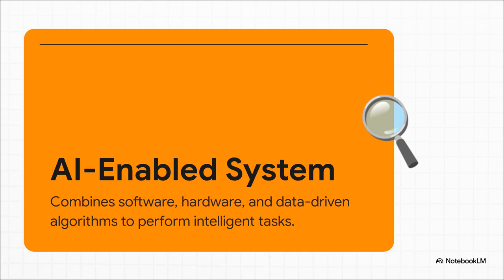First up, let's get a key definition out of the way. When we talk about an AI-enabled system, we're not just talking about some clever piece of code. It's the whole shebang. The software you interact with, the hardware it runs on, and of course, the data-driven algorithm that acts as the brains. It's the entire package, working in harmony.